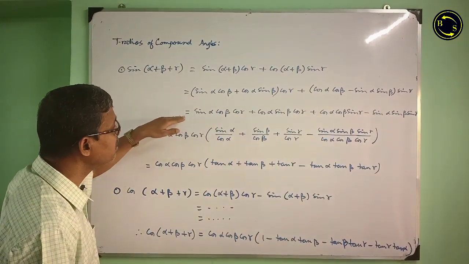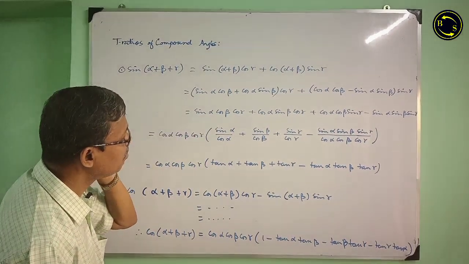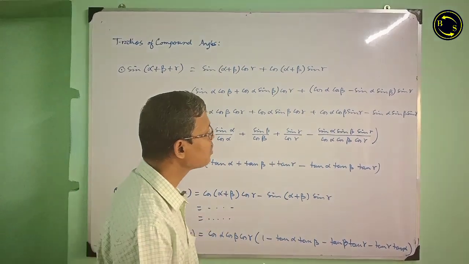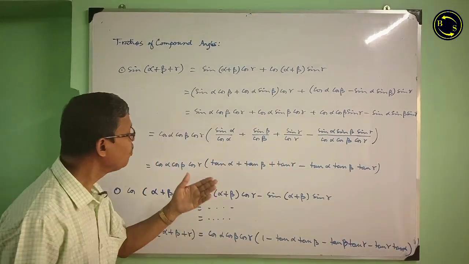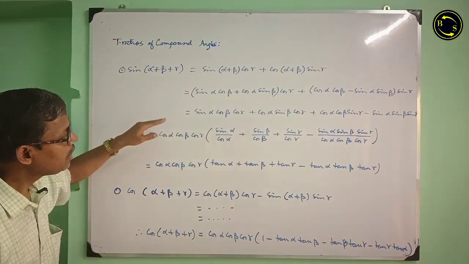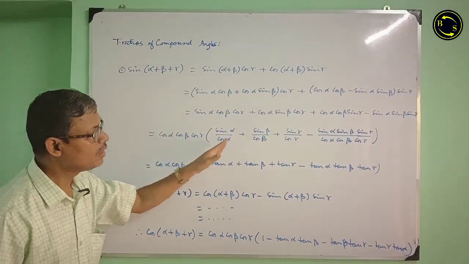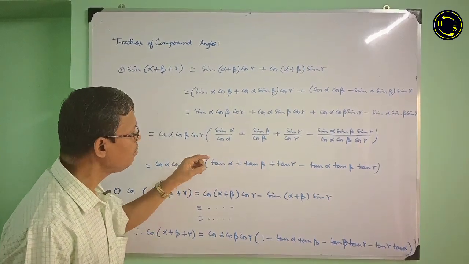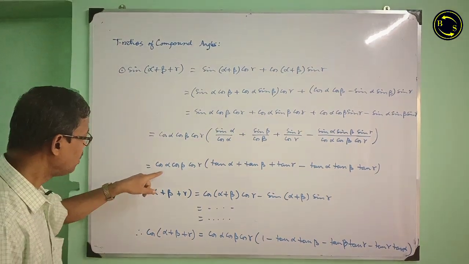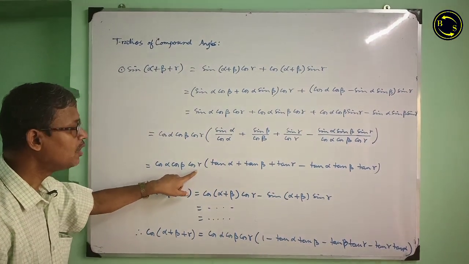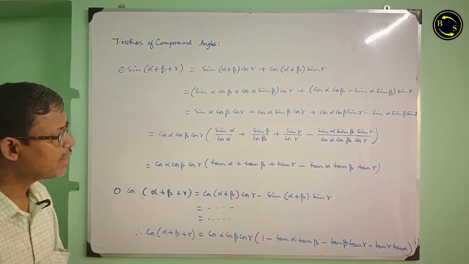After simplification we get this final one. You see it is sin alpha cos beta cos gamma plus cos alpha sin beta cos gamma plus cos alpha cos beta sin gamma minus sin alpha sin beta sin gamma. Now to get tan form, we take cos alpha cos beta cos gamma as common factor, and you see the other factor will be this one. Finally it will be cos alpha cos beta cos gamma within brackets tan alpha plus tan beta plus tan gamma minus tan alpha tan beta tan gamma.